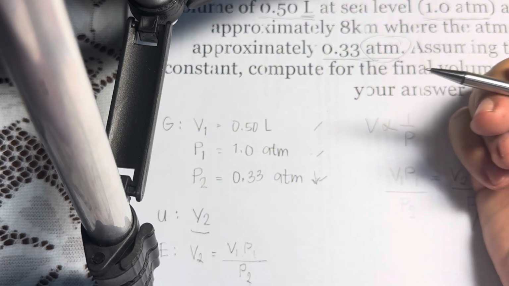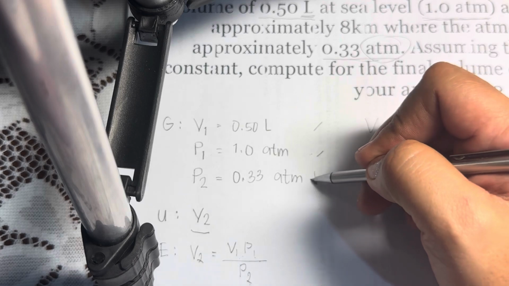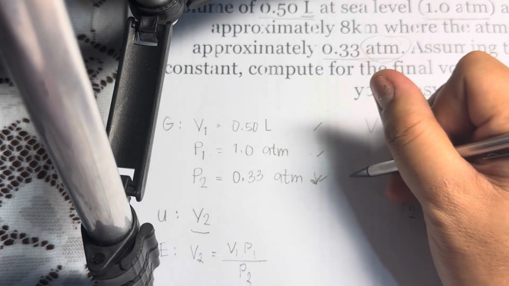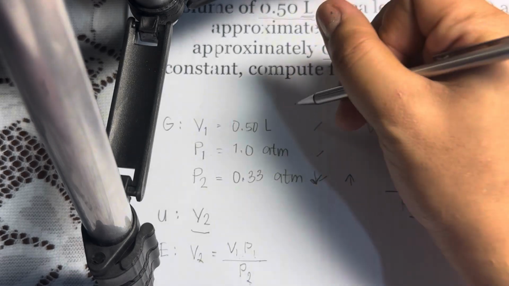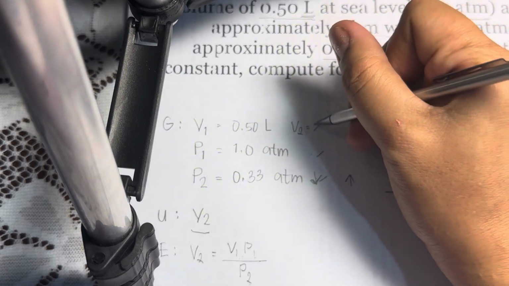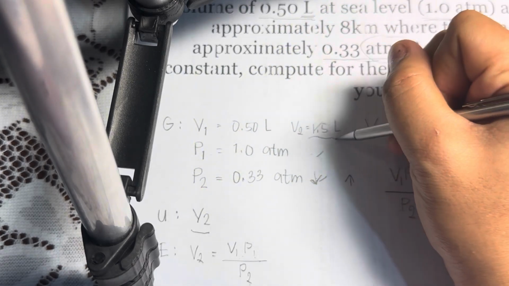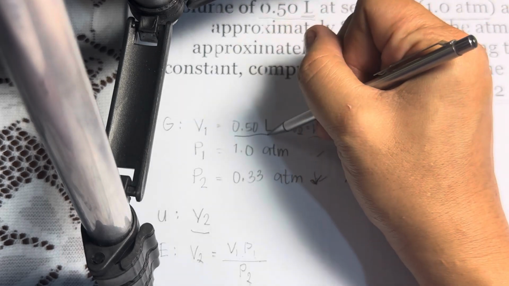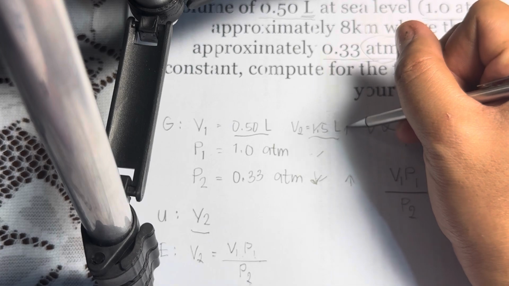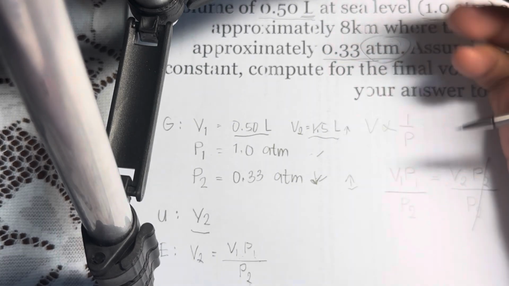It went down. Bumaba. Meaning, what are we expecting sa volume kung bumaba si pressure niya? Tataas po. And what is our final volume? We have, yun lang na-complete natin, 1.5 liters. So, tama po ba? Yung from 0.50 liter, naging 1.5 liters. Tama po? Okay. Therefore, ito tama. Tataas po yung volume. Okay?